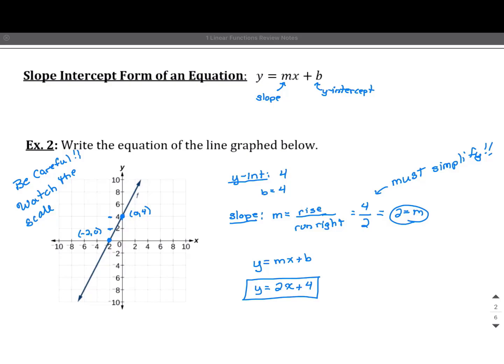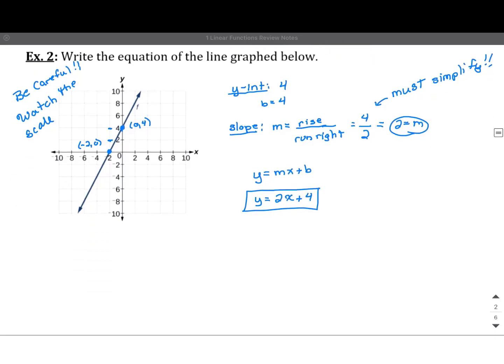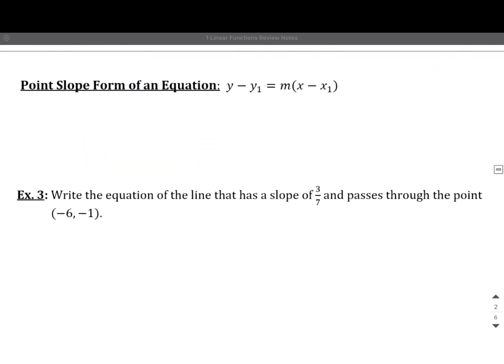Now I bet if I asked you guys, 99% of you, if not 100% of you, would tell me that your favorite form of the equation of a line is the slope-intercept form of the line. Guess what? I am here to tell you that your new favorite form of the equation of a line is the point-slope form of the equation. This is going to be your new favorite form.